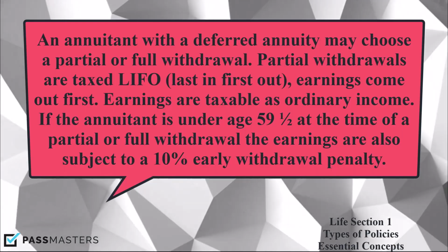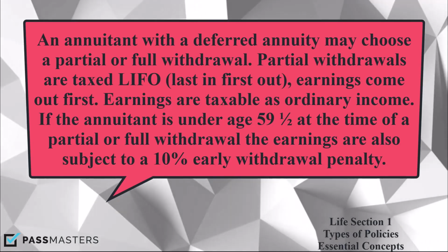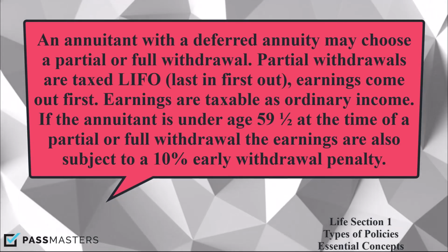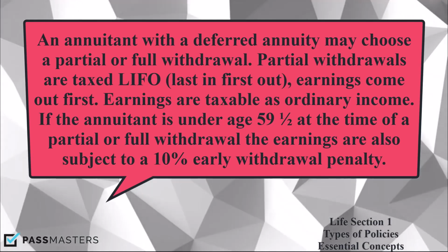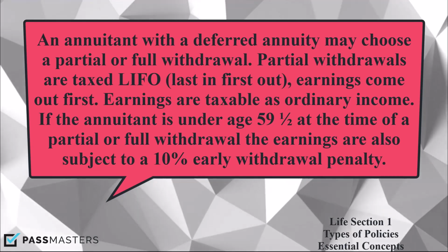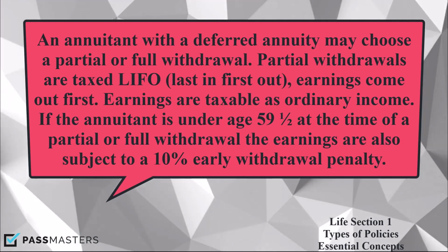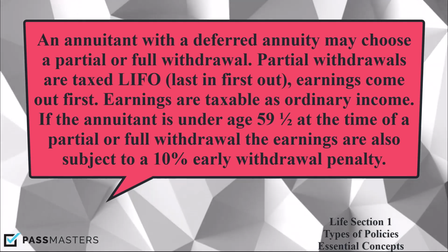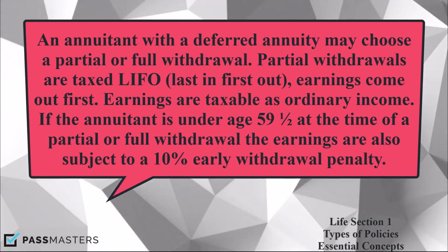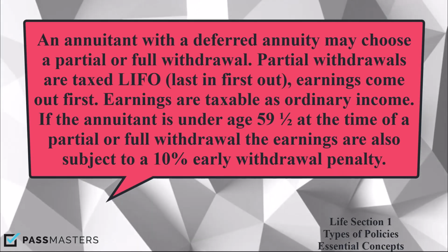An annuitant with a deferred annuity may choose a partial or full withdrawal. Partial withdrawals are taxed LIFO, last in, first out. Earnings come out first. Earnings are taxable as ordinary income. If the annuitant is under age 59 and a half at the time of a partial or full withdrawal, the earnings are also subject to a 10% early withdrawal penalty.